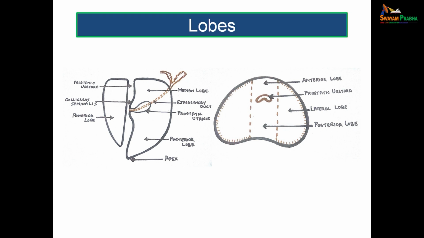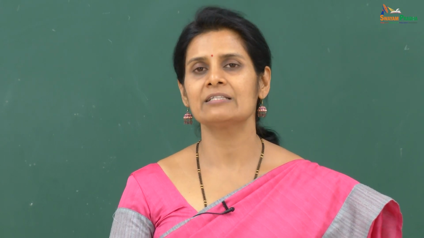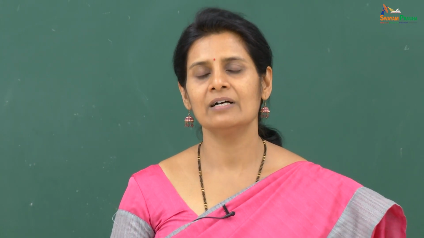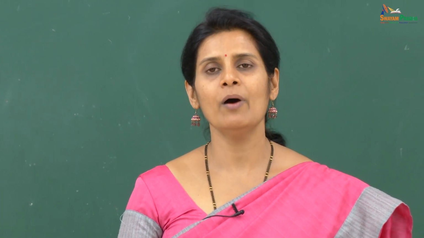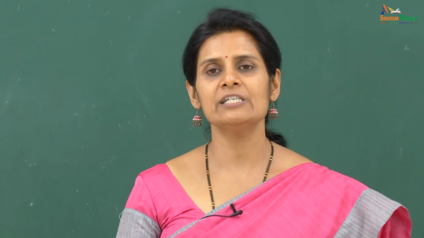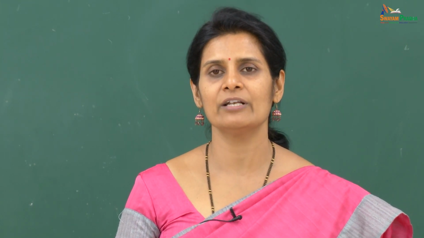Now, let us look at the lobes of the prostate. Earlier, it was thought that the prostate had 5 lobes anatomically. The surgeons thought there were 3 lobes. The anatomical lobes which were described earlier were an anterior lobe in front of the urethra, a median lobe above the prostatic utricle and the ejaculatory ducts, and 2 lateral lobes on either side of the prostatic urethra, connected posteriorly by a posterior lobe below the prostatic utricle and the ejaculatory ducts.